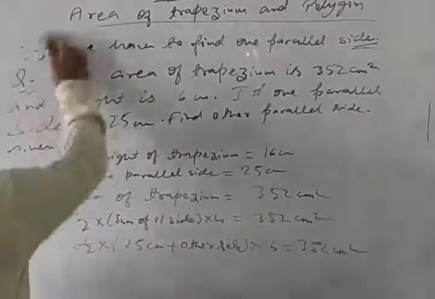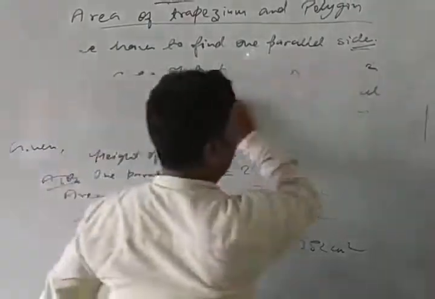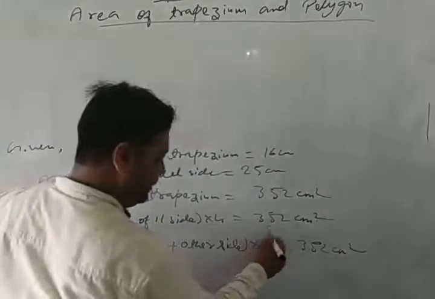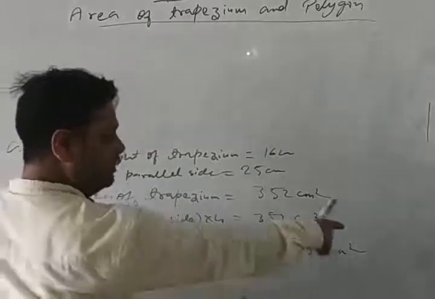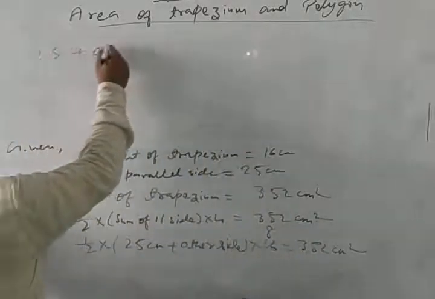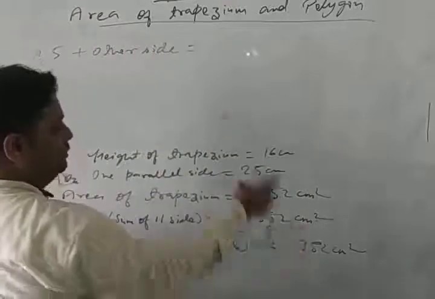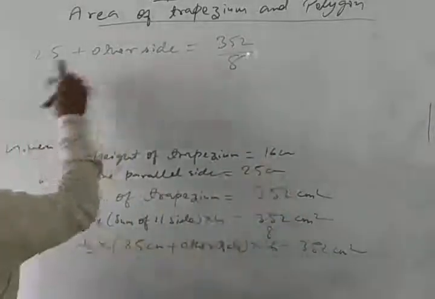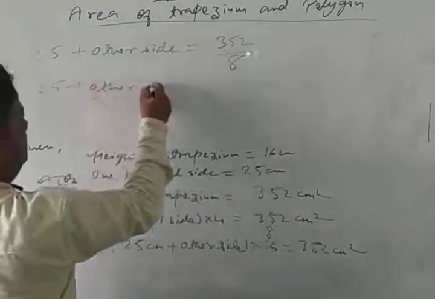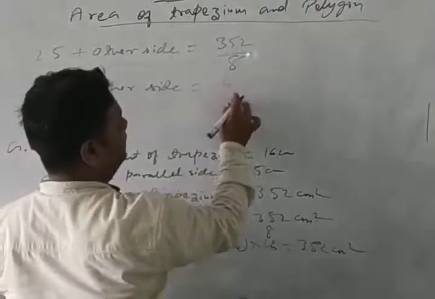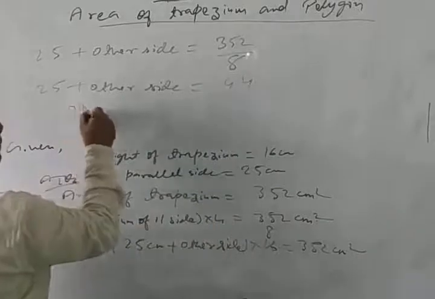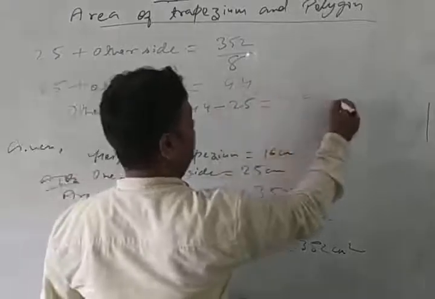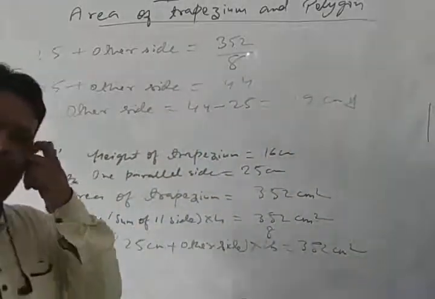Now here 2 is in the denominator and 16 is in the numerator. 2 into 8 is 16, so 8 is in multiplication form, so it will go to the other side. Here we have 25 plus other side is equal to 352 divided by 8. If you go that side, then 25 plus other side is equal to 352 divided by 8: 8 fours are 32 and 8 fours are 32, so 44. Then the other side will be 44 minus 25, which will be 19 centimeter. So we can say that 19 centimeter will be the other parallel side.